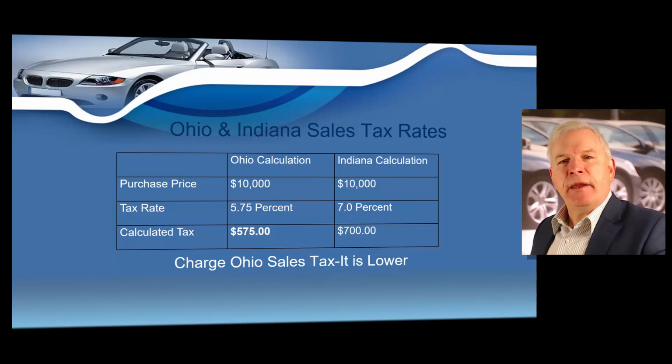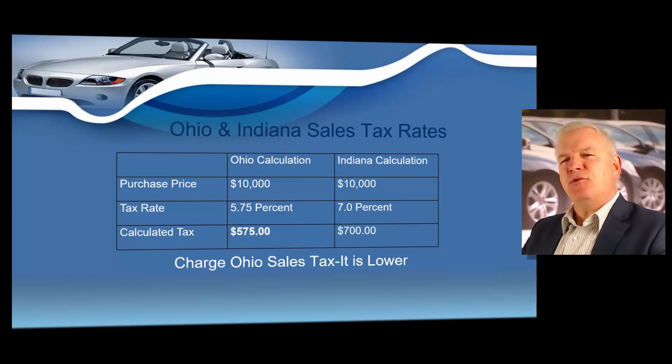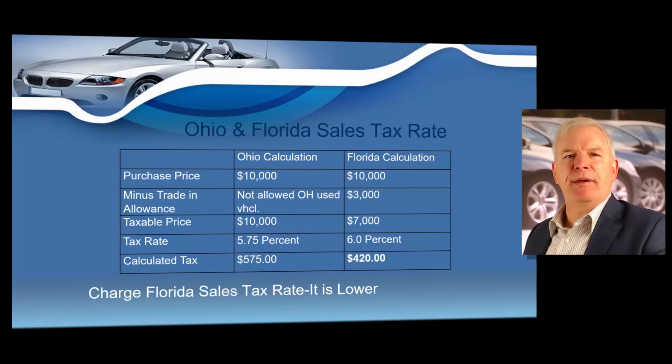So in this scenario, you would charge the Ohio calculated tax of $575, because it is the lower amount of the two. Pretty easy, don't you think? But now let's make things just a little bit more complicated here, okay?